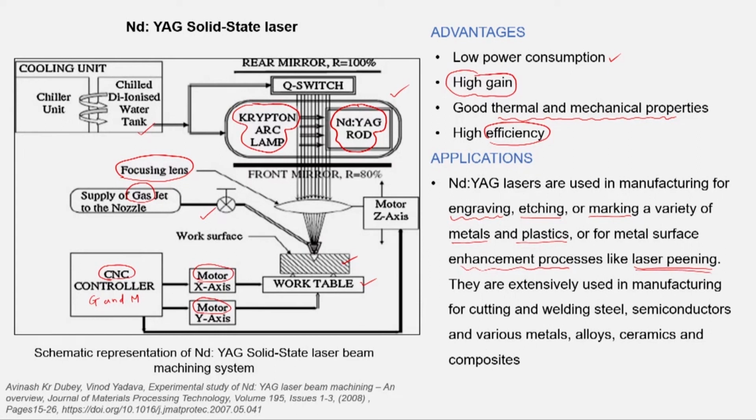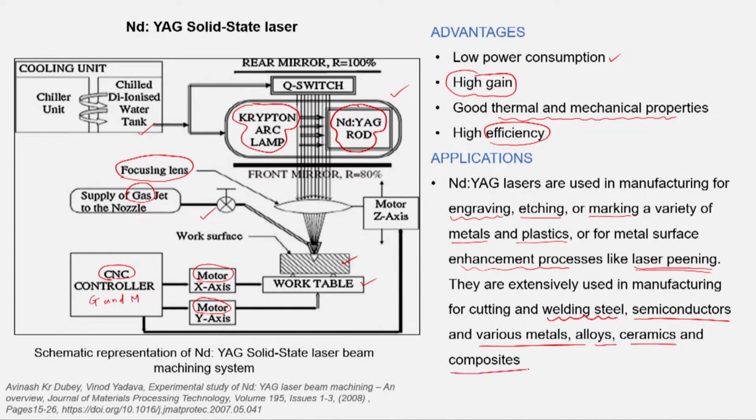Here, laser peening is a surface modification technique, where we are modifying the surface texture by indenting, by applying a plasma wave generated by the lasers. Nd:YAG is also used in welding of steels and processing semiconductors and a variety of materials such as alloys, ceramics and composites.